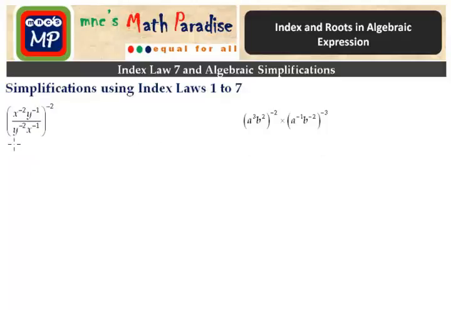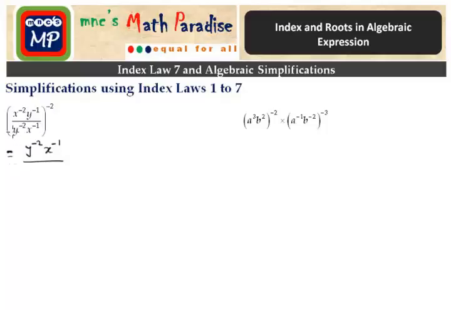Let us do two more examples here. In this first example, the numerator is x to the power minus 2 y to the power minus 1. The denominator is y to the power minus 2 x to the power minus 1, and this whole power is minus 2. If we convert this negative power into positive power, then the denominator will become the numerator and the numerator will become the denominator.